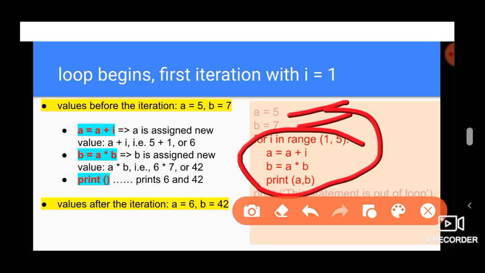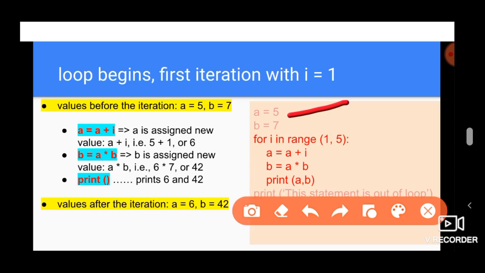Okay, so as we just discussed, the body of the for loop gets executed 4 times with the values of I ranging from 1 to 4. So for the first iteration, the value of I is going to be 1. Now let us see what happens inside this for loop.